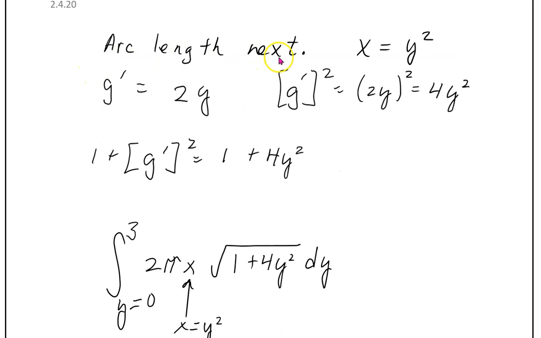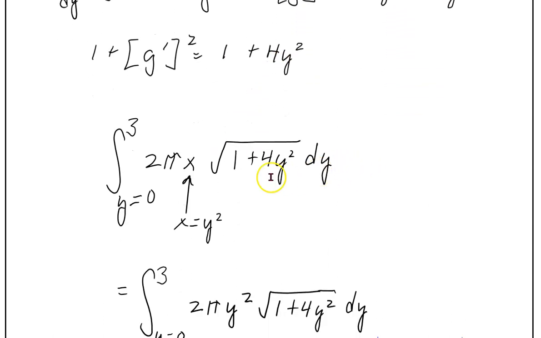The next thing we want to deal with is the arc length part of the surface area formula. We have x equal to y squared, so when we take the derivative with respect to y, remember that we are getting dg/dy here, we get 2y. Then we square it to get 4y squared and add 1 to get 1 plus 4y squared. This goes underneath the radical in our formula.